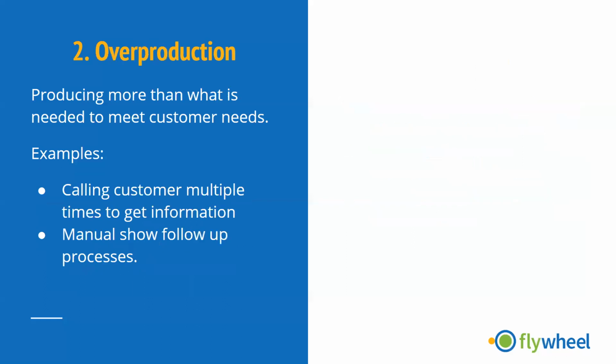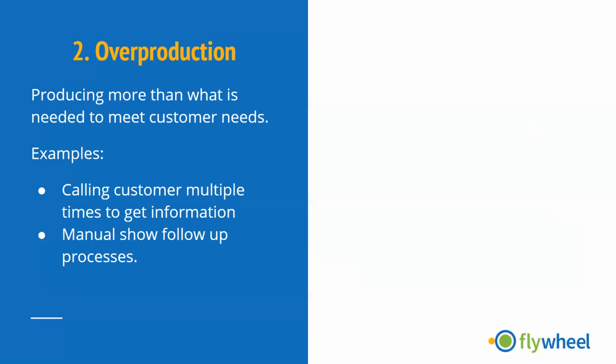All right, next one, overproduction. Calling the customer multiple times to get information. This is one we see a lot, where instead of just being able to grab all the information at once, sometimes salespeople have to go back to the customer multiple times. That slows the order process down, adds waste, and ultimately it can be frustrating for the customer if they're not able to get a quick quote and an accurate quote.